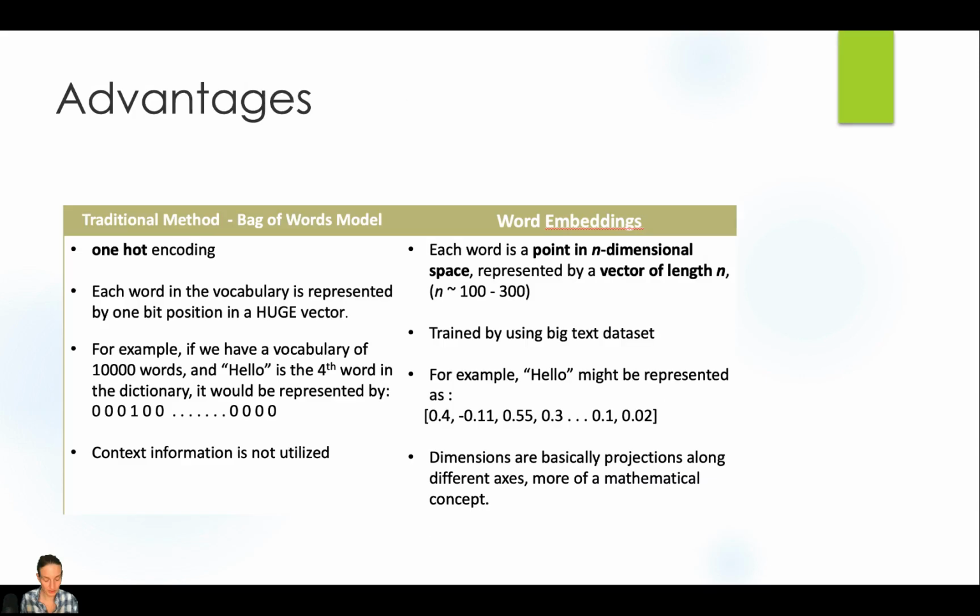Now, I mentioned there are some traditional methods like bag of words. If we compare these to word embeddings, we see that typically word embeddings are a lot smaller. They can be trained using a big text data set. And the resulting vector looks something like this. So it's not a bunch of zeros and ones, it's a dense vector. It is not sparse.